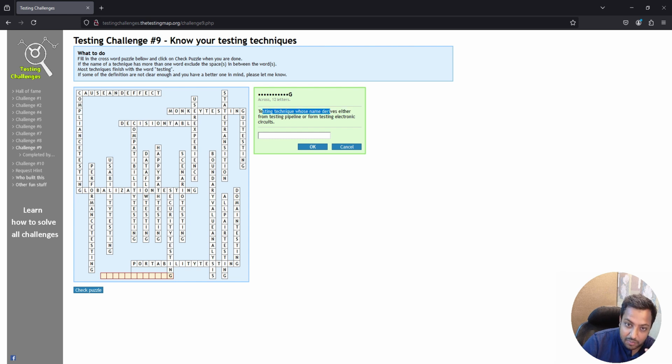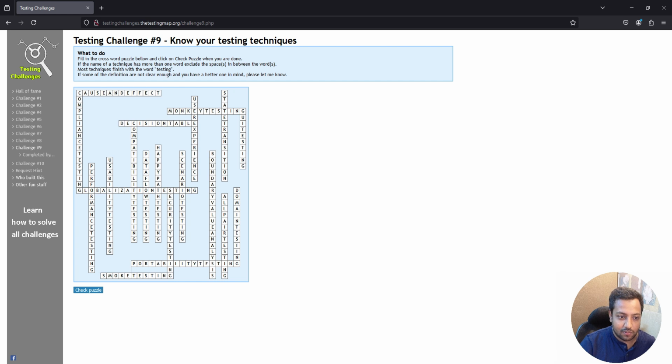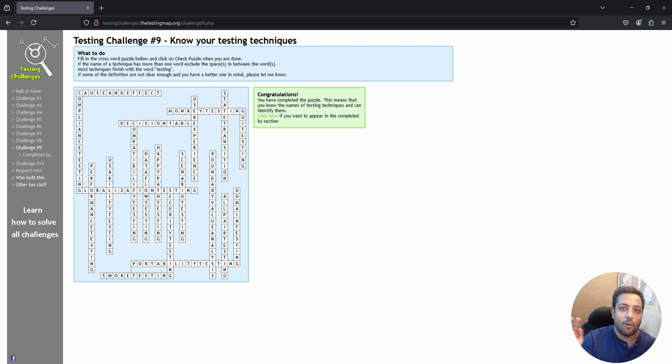Testing technique whose name derives either from testing pipelines or from testing electronic circuits. I am from an electronics background, and when it comes to testing an electronic circuit, usually the smoke test comes to mind. So it is nothing but smoke testing. Check puzzle. Whoa, we have done that.